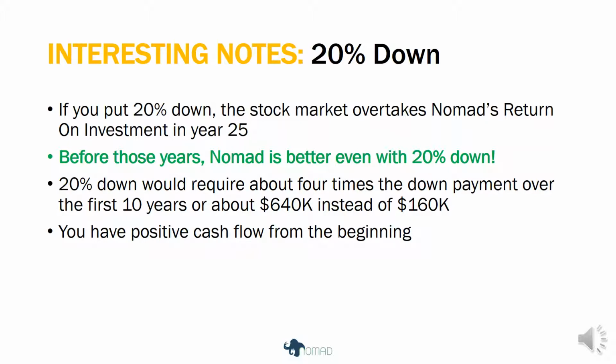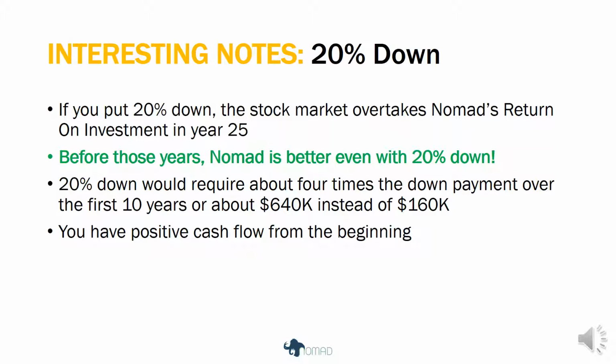Interesting note about putting 20% down. If you had put 20% down instead of the 5% we're talking about to do Nomad, the stock market overtakes Nomad's return in about year 25. So much sooner. If you're putting less money down, Nomad does better relative to the stock market. So that's another reason to do Nomad versus just 20% investing. Before those years, though, Nomad is better even with 20% down. So for the first 25 years, Nomad crushes it even when putting 20% down.